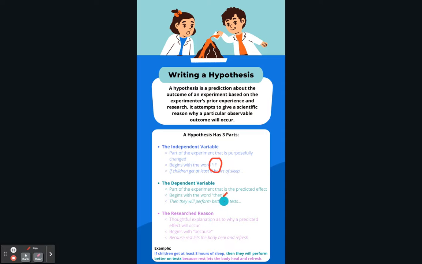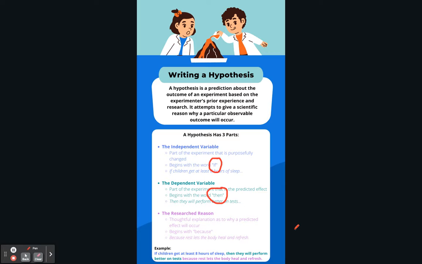Then the dependent variable starts with the word then. This is the part of the experiment that is the predicted effect. So this is what I think is going to happen. Then they will perform better on tests. That part is in green. That is the dependent variable.